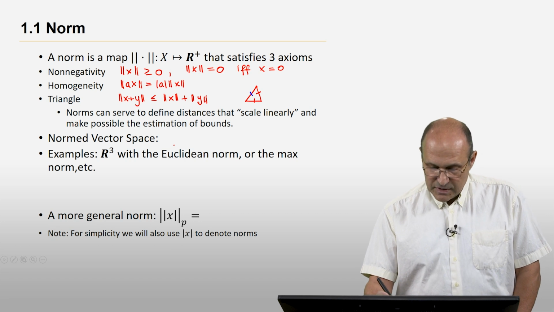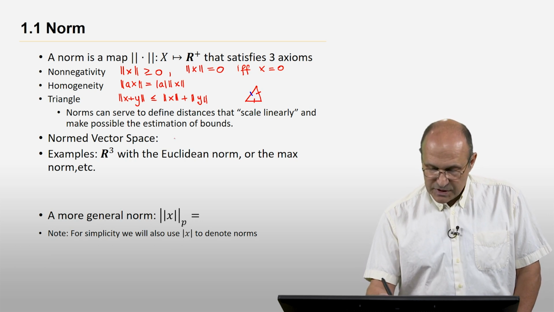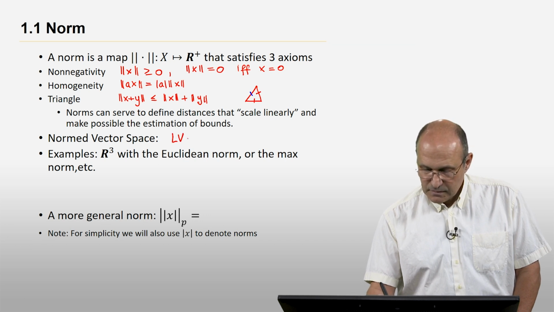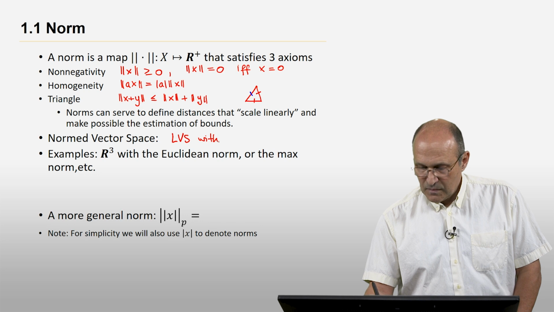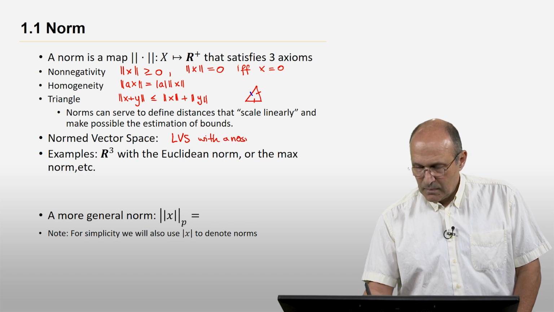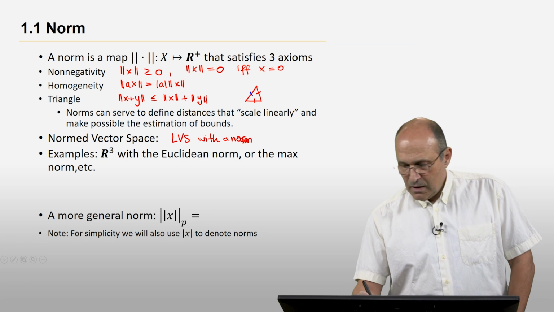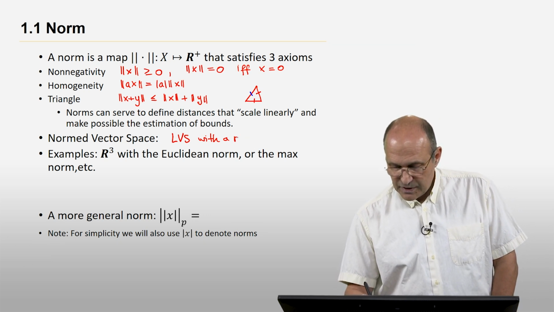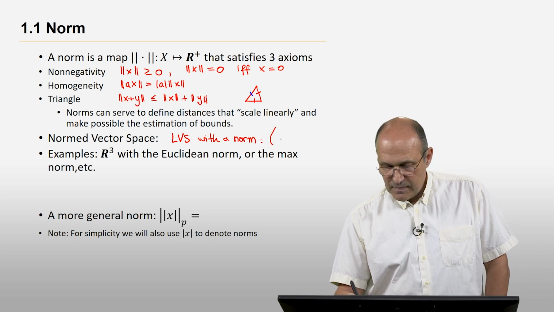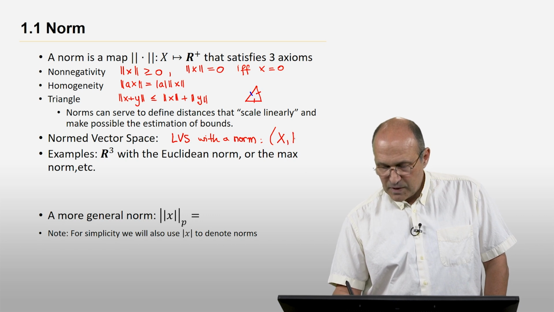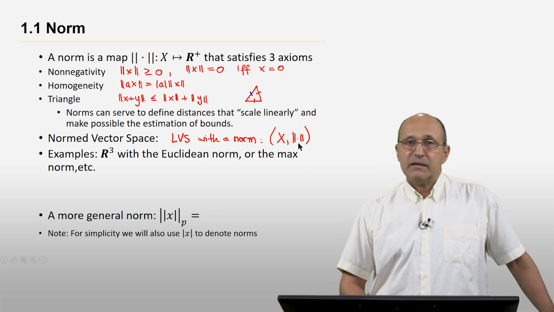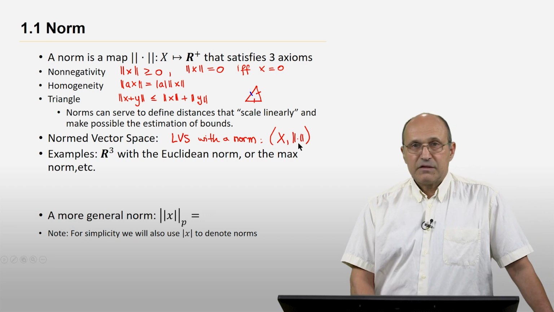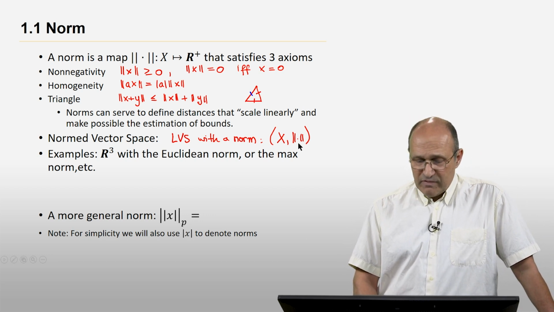Another definition of terminology: what is a normed vector space? It's fairly self-explanatory. It's a linear vector space with a norm. And in a formal way, we write it as an ordered pair, X and its norm, however that norm is defined.